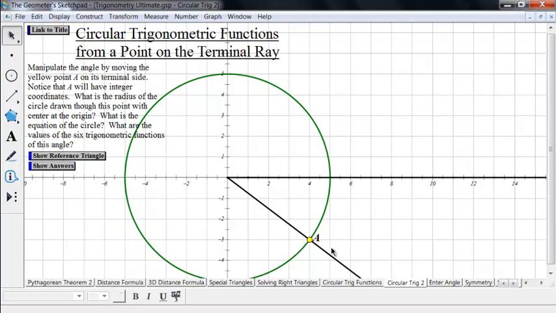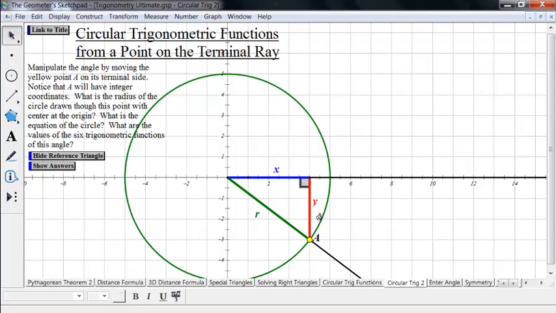So here's the question. First of all, what's the radius of the circle? What's the equation of the circle? And then what are the values of the 6 trigonometric functions of this angle? Let's see if you can work this one out on your own. Hopefully you can see the grid well enough on the video here. We're going to pause in a second, and when you get it worked out, come back and we'll check your answer. So press pause now.